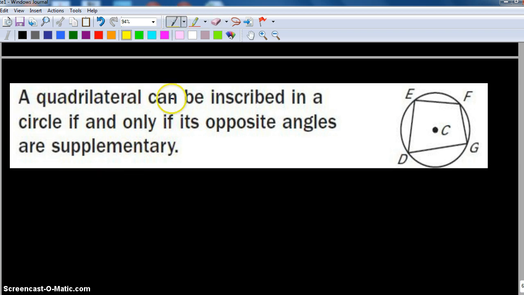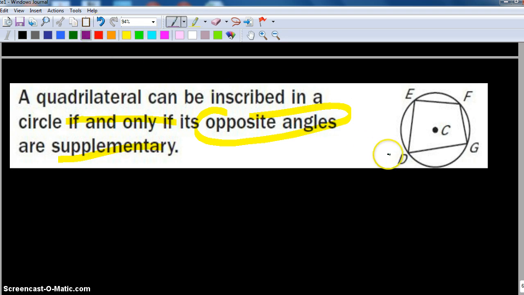A quadrilateral can be inscribed in a circle if and only if its opposite angles are supplementary. Oh, and that's the good stuff right there. If and only if. So two key words there: opposite angles, if you remember what they mean, and supplementary.